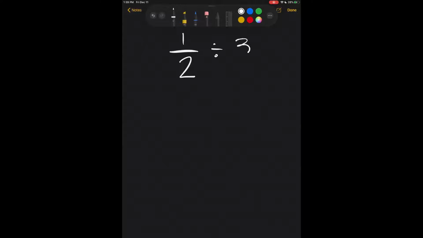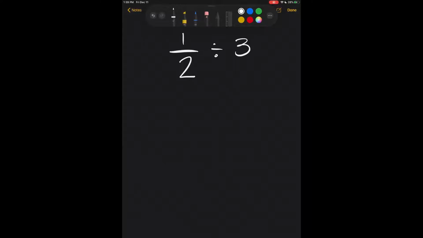So today we are going to continue dividing whole numbers and fractions, but we're going to do it without models. So we are going to learn the steps and the way that we divide fractions and whole numbers. So let's get started. Let's say we've got a problem and it is 1/2 divided by 3.